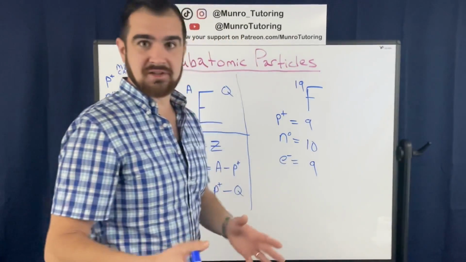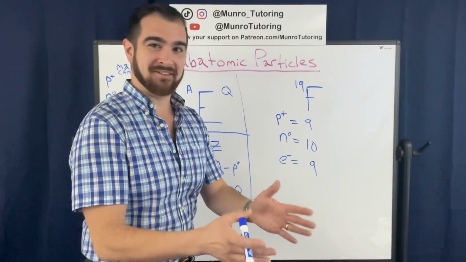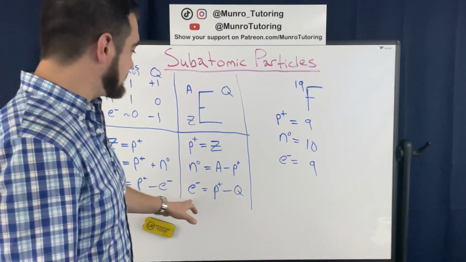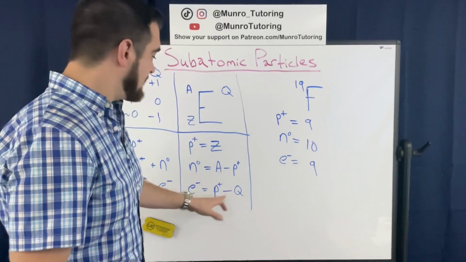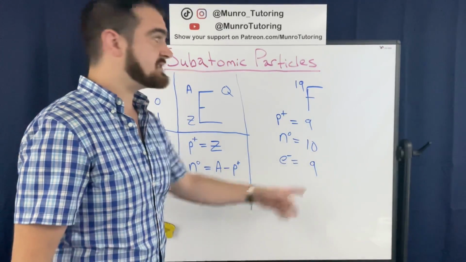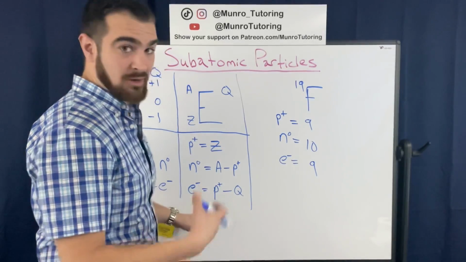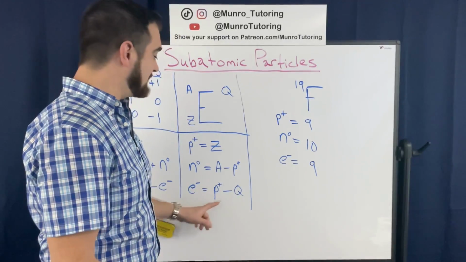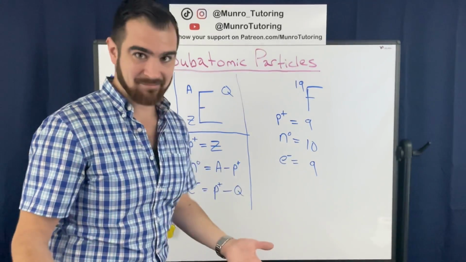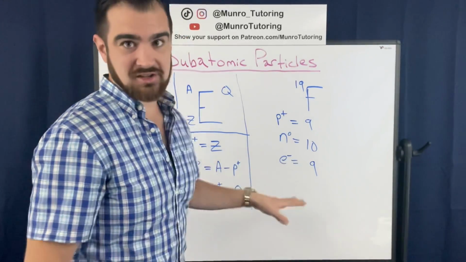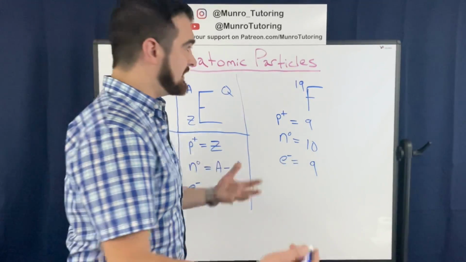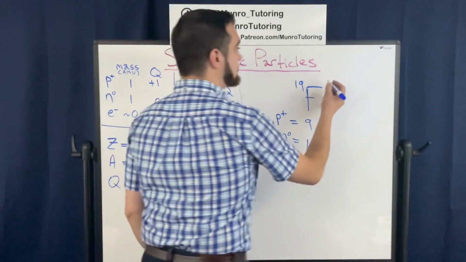But if you're someone that just wants to look at the formula right away, you can just look: electrons is equal to the protons, which is 9, minus the charge, which in this case, there's nothing there, so that's 0, okay? So if you want to plug it in, you can put 9 minus 0, and you'll get 9 again, okay?